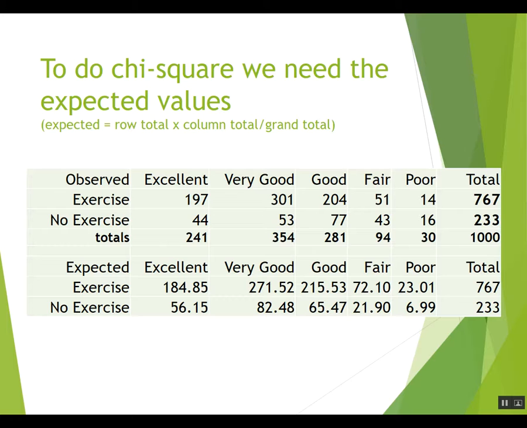So we turn this into a table of expected values, which we did earlier in the course. Remember where these numbers come from. This 184.85, the number of people we would expect to be in excellent health who had exercised, comes from taking this row total, 767, times this column total, 241, and dividing by 1,000. These are what we would expect to see if there was no relationship between exercise and health. So if there were no relationship, we would expect to see these numbers down here. The numbers we actually saw are these numbers up here, and they're different.